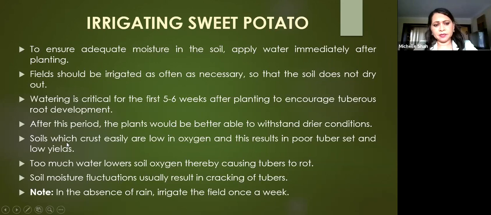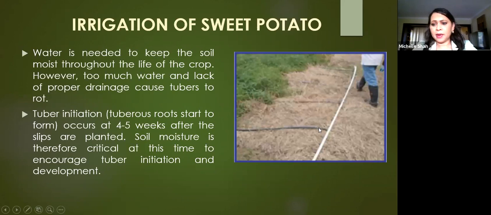Soils which crust easily are low in oxygen, and this results in poor tuber set and low yields. Too much water lowers soil oxygen, thereby causing tubers to rot. Soil moisture fluctuations usually result in cracking of tubers. In the absence of rain, irrigate the field once a week. Here we see the PVC pipe and the hoses for irrigating the field. And we must always have proper drainage to prevent rotting of the tubers.